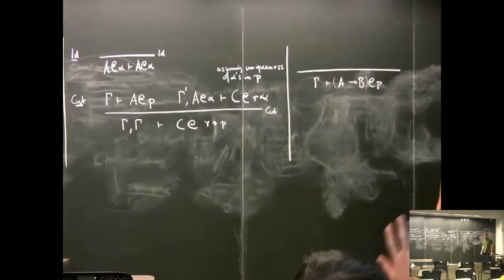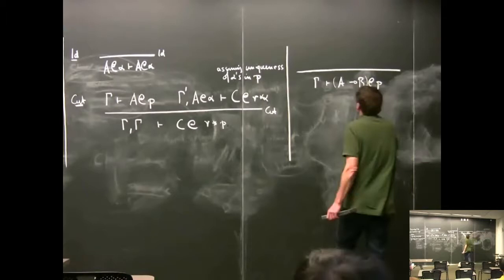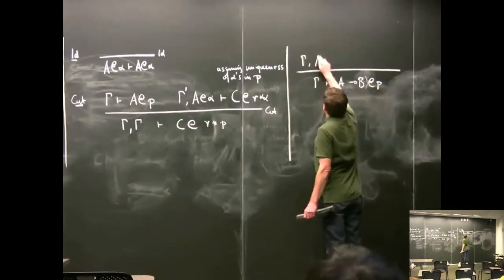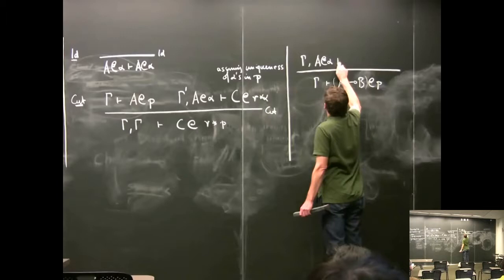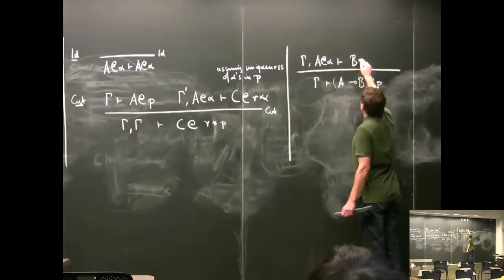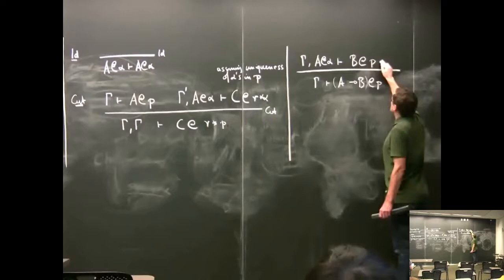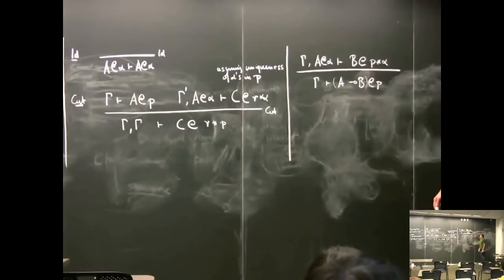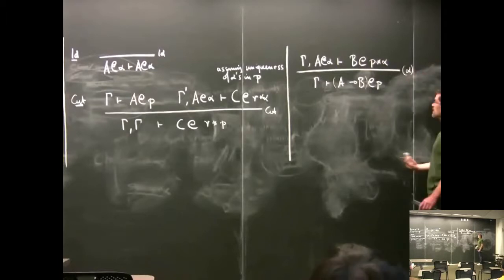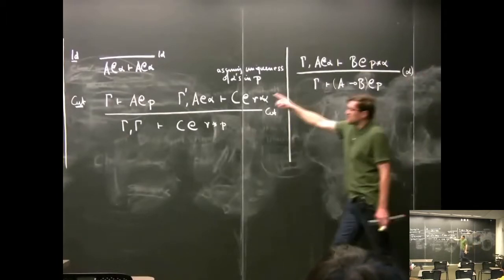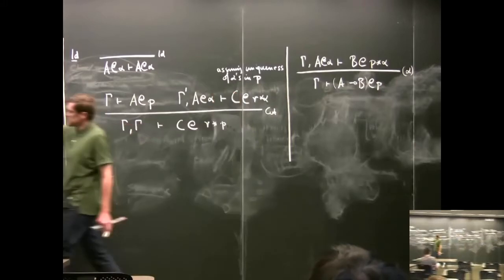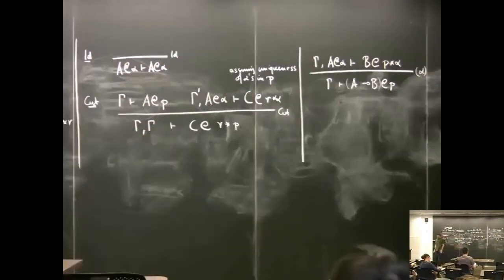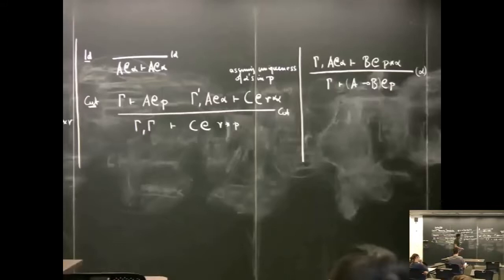Under the context gamma, A at alpha can prove B with the expression P. And the important thing here is that alpha has to be fresh. You have to pick a new alpha to make sure that you don't violate the invariant, that all these alpha 1 through alpha n all have to be different. So we have to pick a new alpha over there.